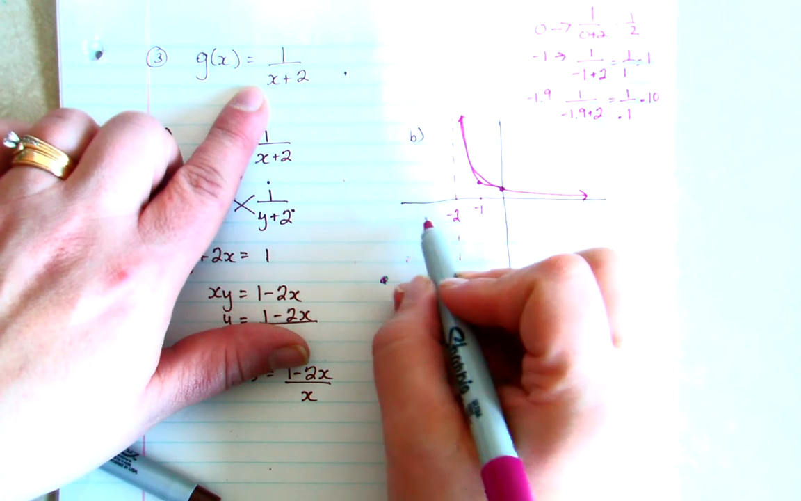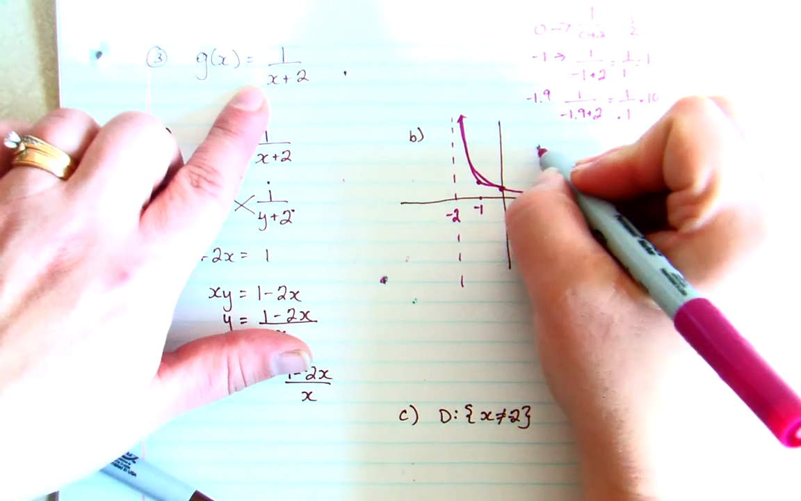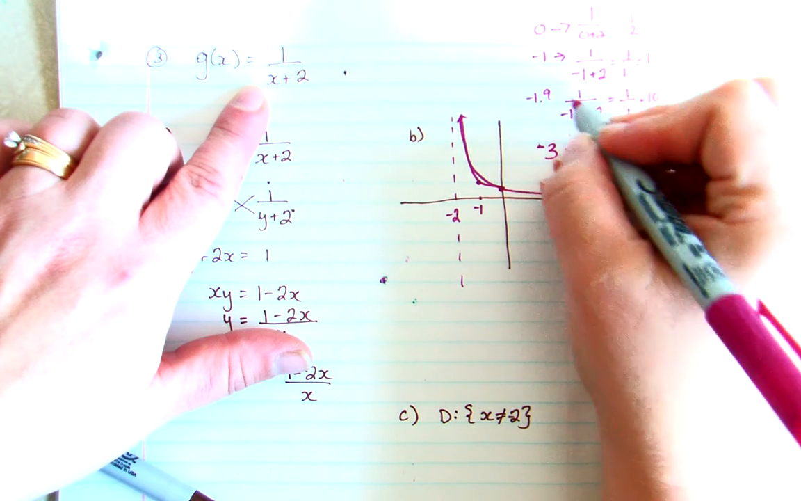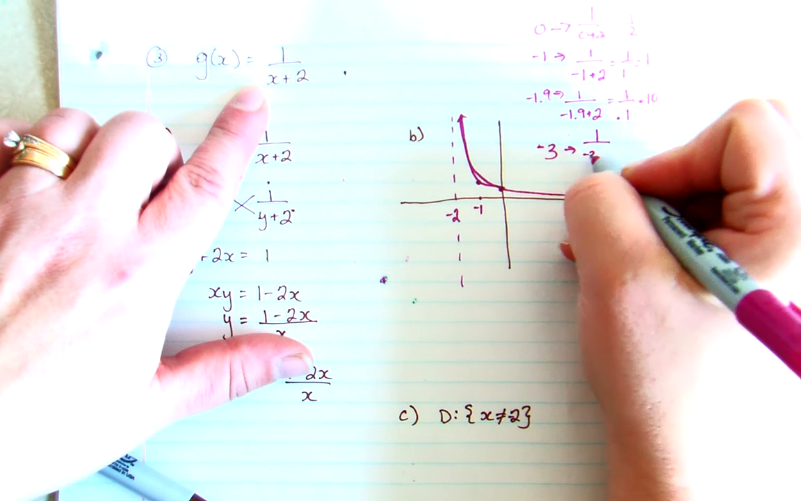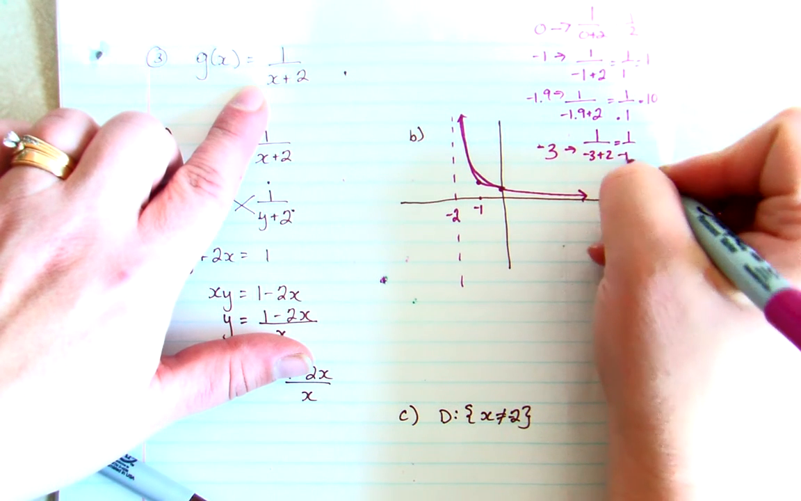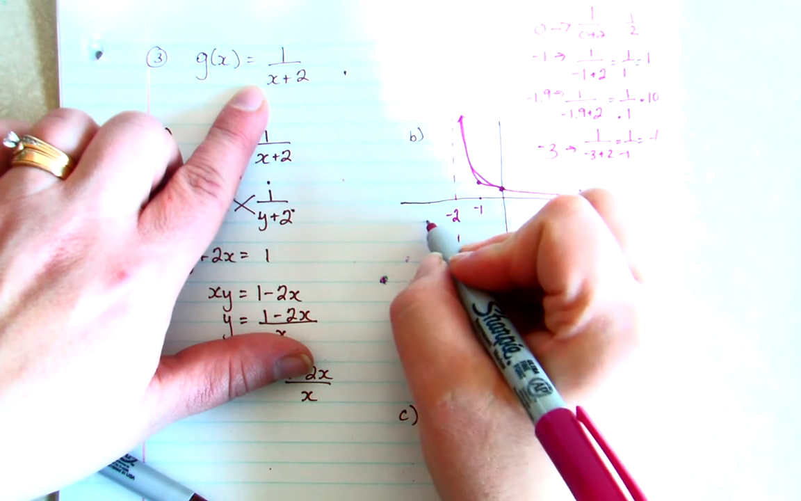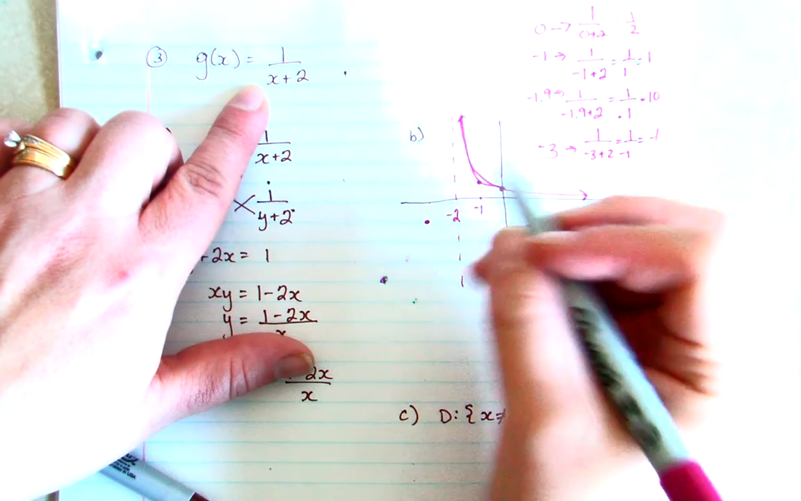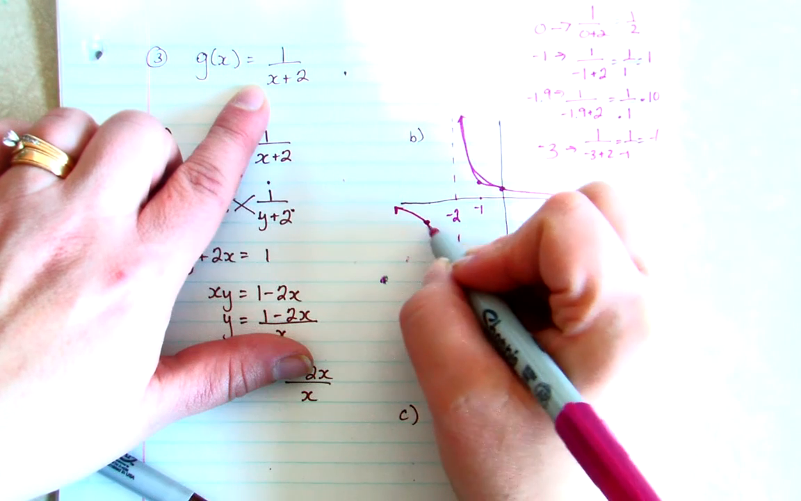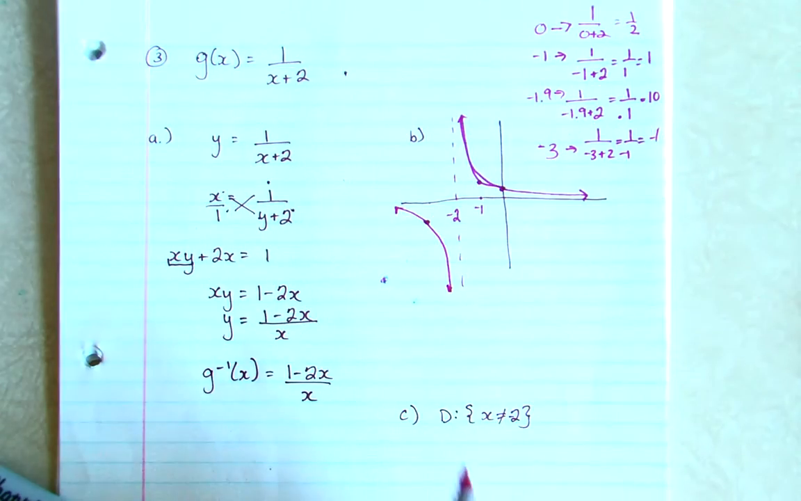I'm going to pick some numbers over here on the other side. Negative 3. I'll have 1 over negative 3 plus 2, which is 1 over negative 1, which is negative 1. So at negative 3, my graph's going to be at negative 1. And if you continue to fill in and pick some values or go to graphing software, you're going to get something that looks like this.